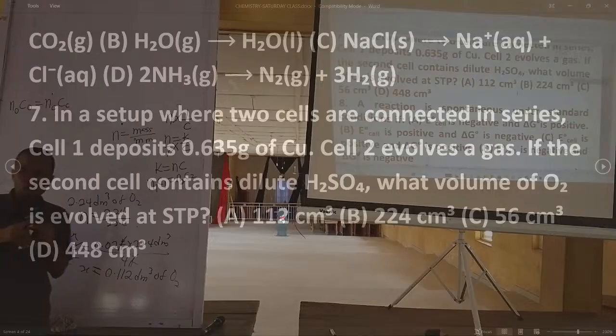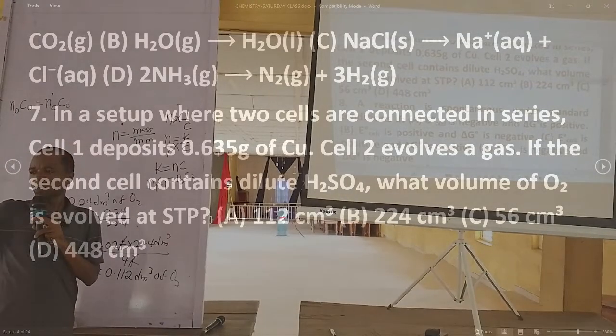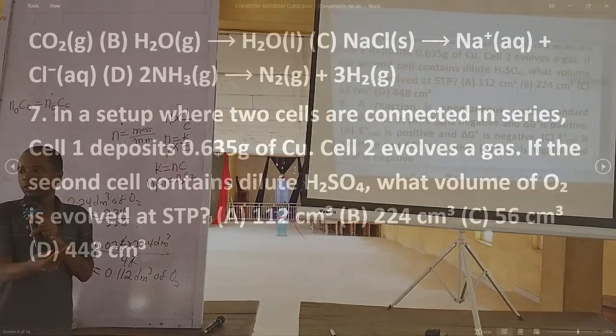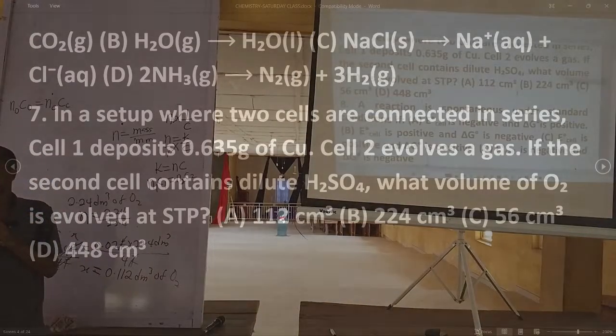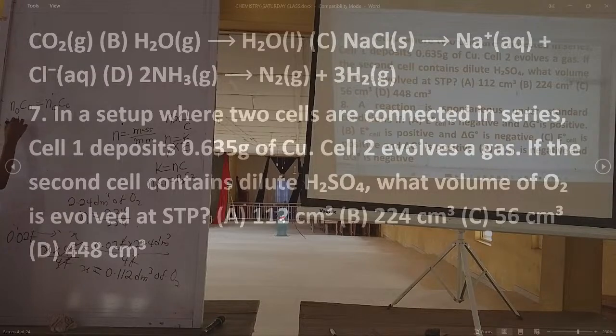My point is this: when you want to calculate the number of moles of a gas at STP, you divide the volume of that particular gas by 22.4 dm³. If you want to calculate the number of moles of any metal, you divide the mass of the metal by the molar mass. And the number of moles of oxygen is the volume of oxygen, which is what we have to calculate, all over 22.4 dm³, times the charge on oxygen. Charge on oxygen is the number of electrons required to liberate 1 mole of oxygen.